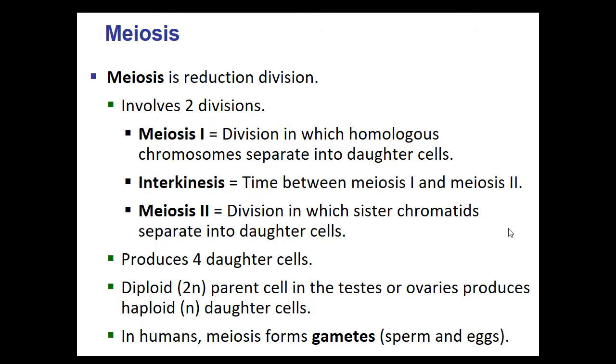But meiotic cell division is called reduction division because this kind of cell division results in daughter cells that have half as many chromosomes as the parent cell. The parent cell is diploid. The daughter cells, which will be sperm or egg, are haploid, have just one set of chromosomes. And this involves two cell divisions, one after the other. Those divisions are called meiosis 1 division and meiosis 2 division. The time in between those two divisions is called interkinesis.